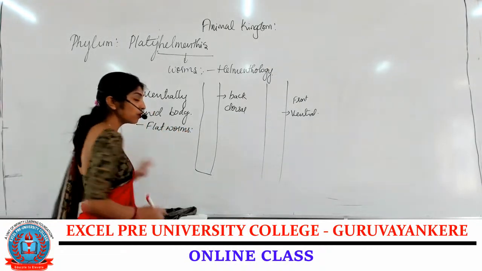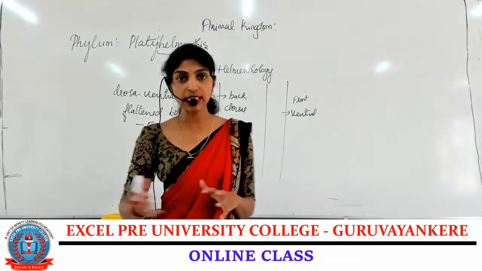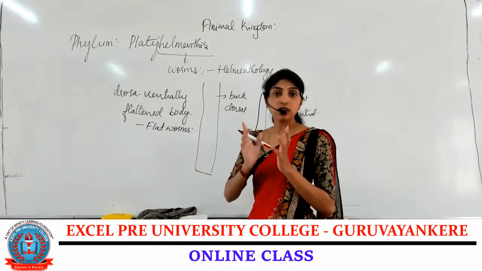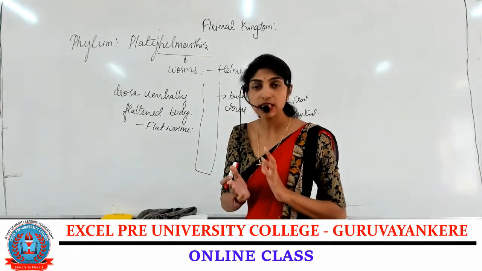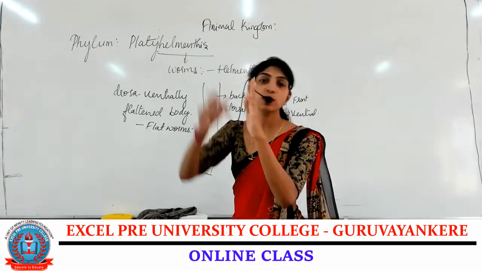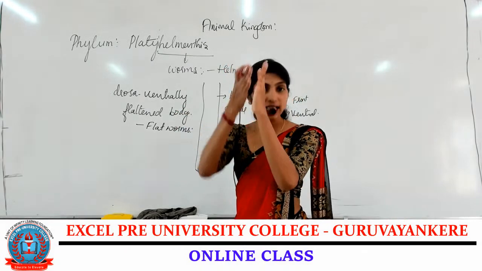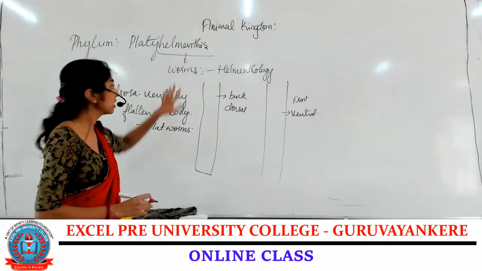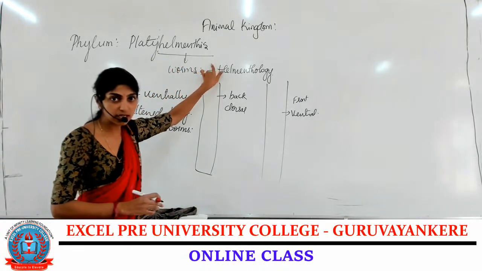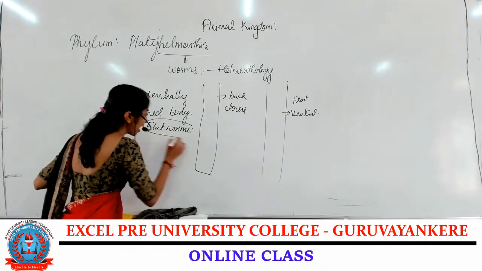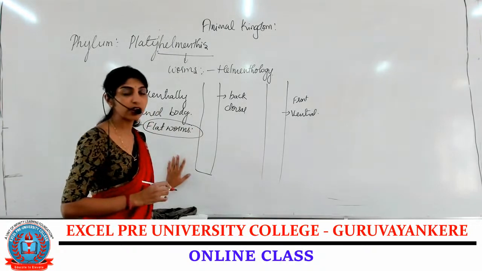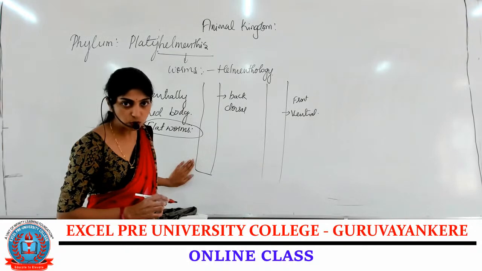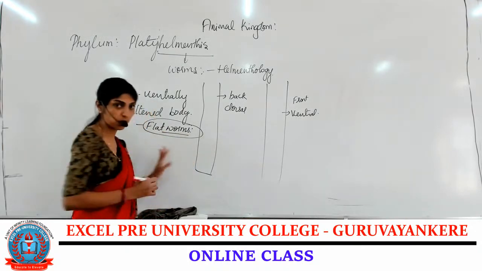We are studying phylum Platyhelminthes. Helminthes is nothing but worms. Why did they get the name Platyhelminthes? Because when you look at the organism, from the dorsal side to the ventral side, they have a flat body. That is why we call them flatworms. The organisms belonging to this phylum are flatworms.